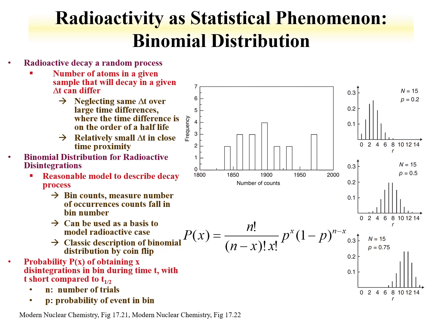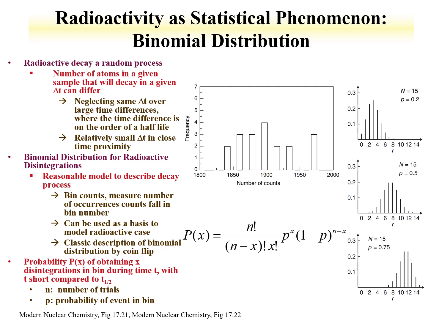And this is really due to the binomial distribution of radioactive disintegrations. We can model it that way. It's a reasonable model to describe the decay process. We can bin count, measuring the number of occurrences that fall in a bin. This can be used as a basis of modeling our radioactive decay. The classic binomial distribution is a coin flip. This is an example of binning numbers, having them fall into certain bins.